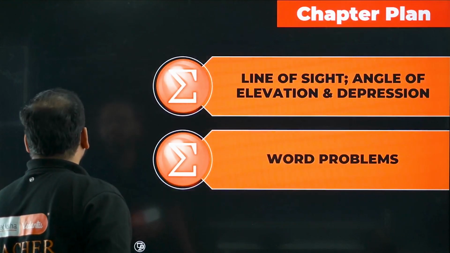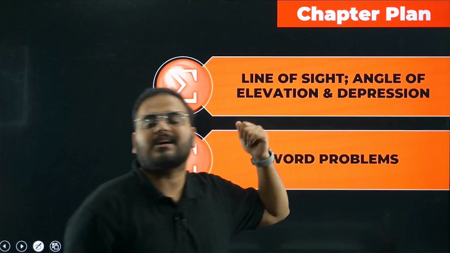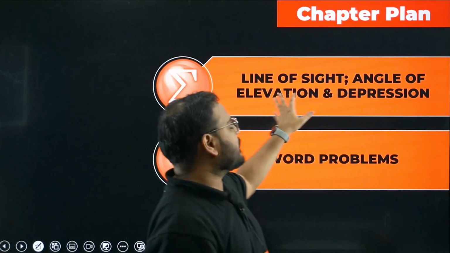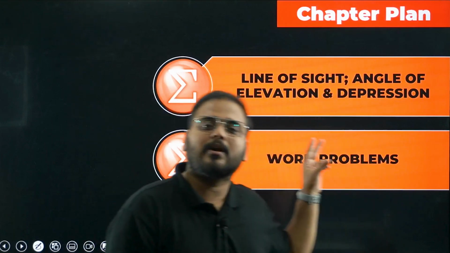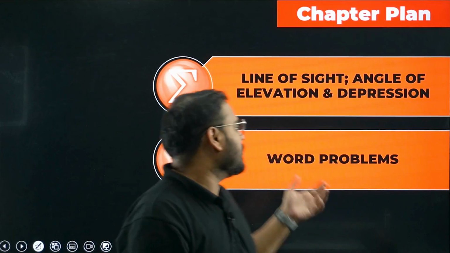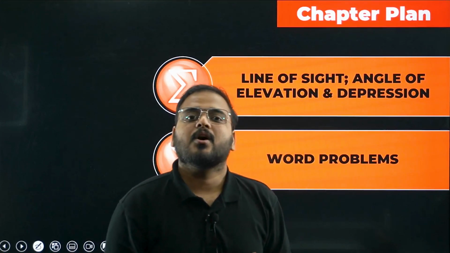So you can check here, the chapter plan is like this. Conceptually, you only have to understand the angle of depression and the angle of elevation, how to look at that, and how to get those angles. Those two are acute angles, so no problem whatsoever. Again, you have to work only on word problems here. Mostly questions are asked in word problems only.